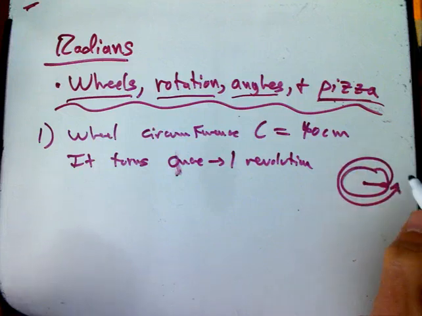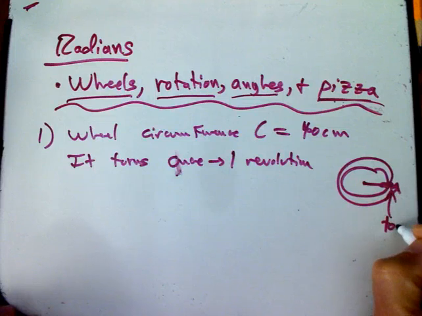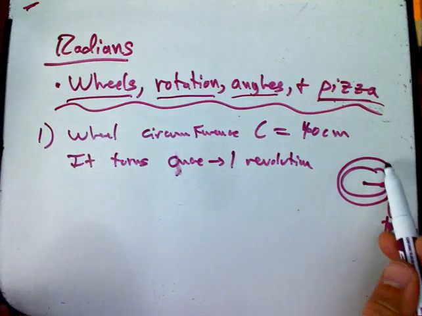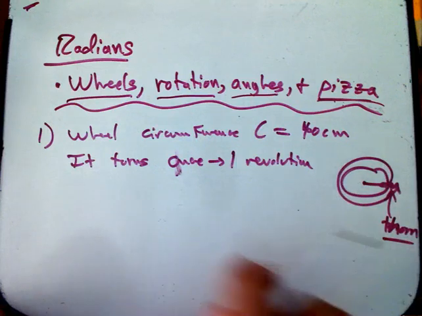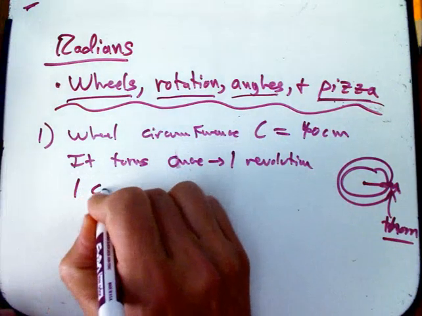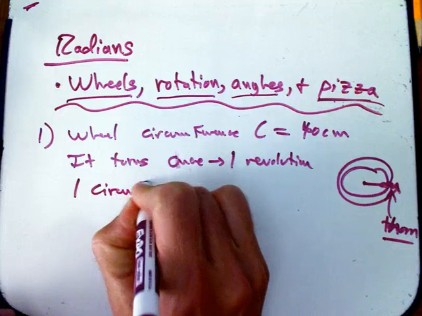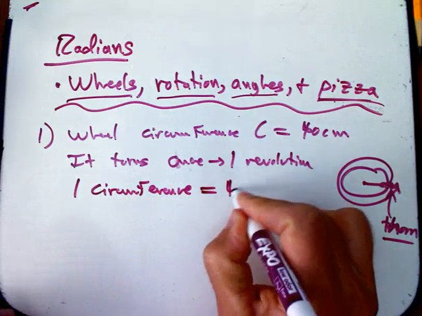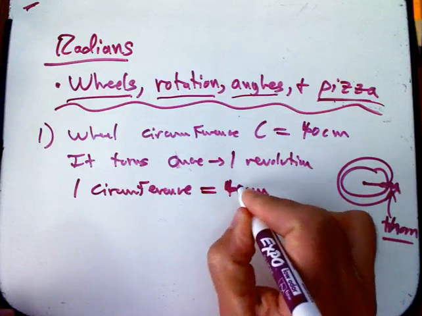Okay. And I've got like a thorn, maybe it's a bike tire, and I've got a thorn, not a torn, a thorn, and I want to know how far did that travel, just in terms of that curvy distance around, how far did it travel? Hopefully, that's a pretty easy question. It goes one circumference. And it's supposed to be a super easy question. So it's going 40 centimeters.